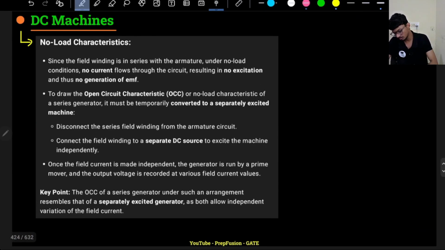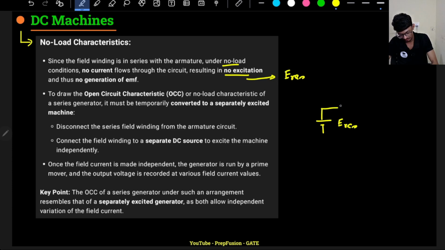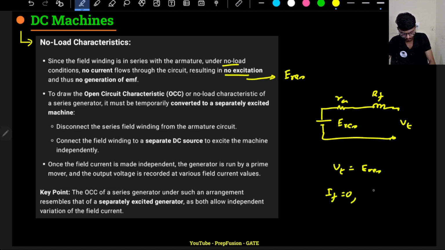So although it is no load, I can say either there is no excitation or there is some E residual. But if I draw the circuit at no load, this is the circuit basically: E residual here, then I have the armature resistance RA, then the field winding RF, let's say, and it is no load. So my terminal voltage VT will be equal to E residual, and my IF is 0, IA is also 0, IL is also 0. So there is no possibility of voltage buildup.